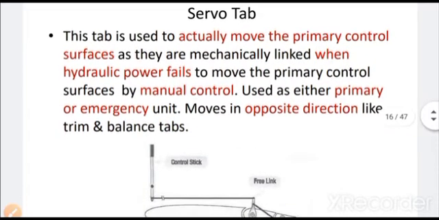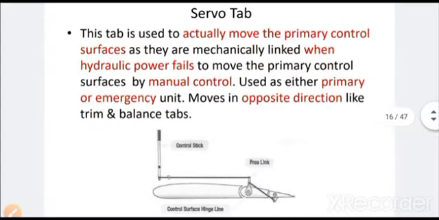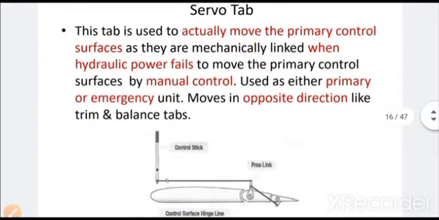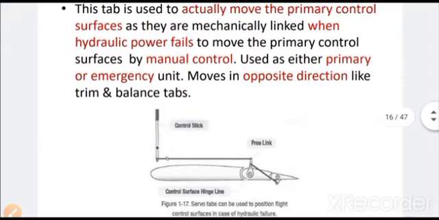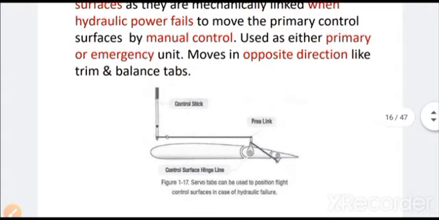This tab is used to actually move the primary control surfaces, as they are mechanically linked when hydraulic power fails to move the primary control surfaces by manual control. So this is used either as a primary or as a secondary unit, which moves in the opposite direction like trim or balance tab.